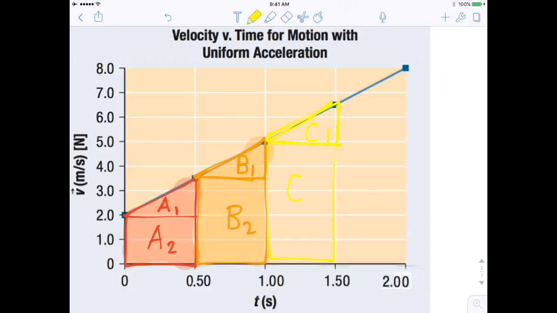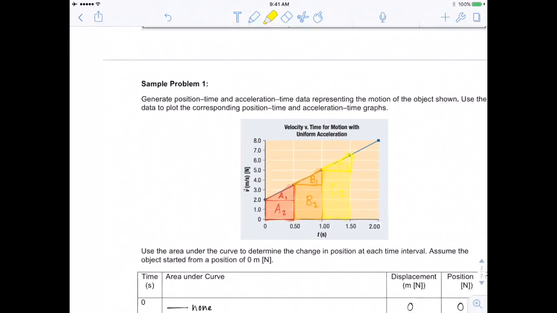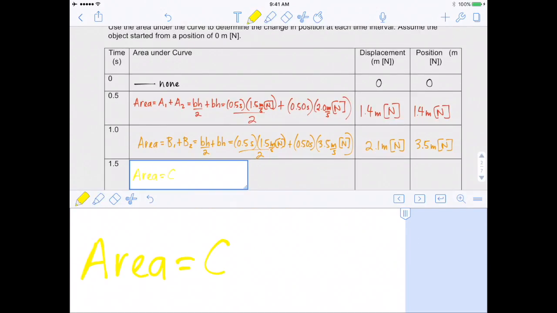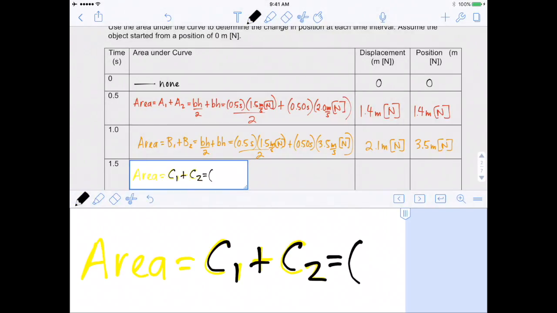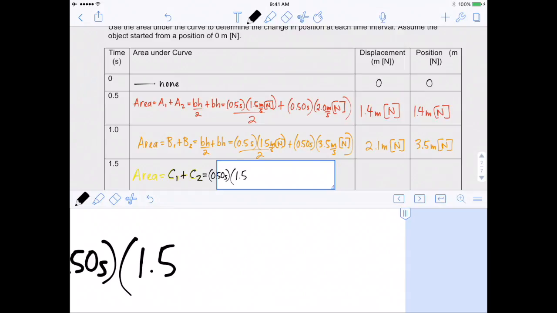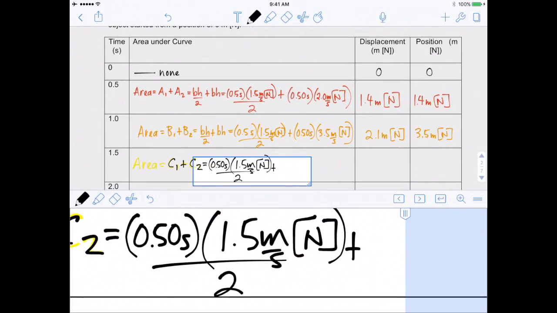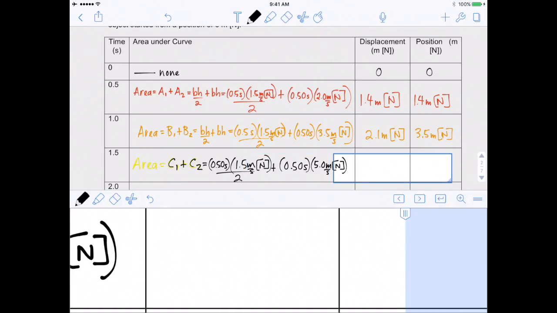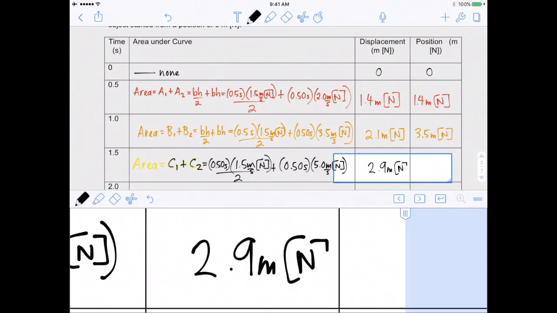Let's find the displacement and resulting position of this third interval of time. Call it C1, C2. We can determine the displacement by finding the area of triangle C1 and rectangle C2. Triangle C1 is the same dimensions as the previous ones, so 0.50 seconds times a height of 1.5 meters per second divided by 2. And the rectangle has a height of 5.0 meters per second north. If we add these up, we end up with a displacement of 2.9 meters north. So we've traveled an additional 2.9 meters north.